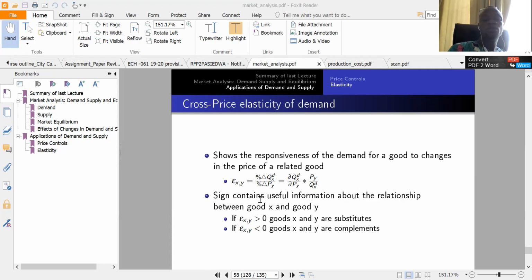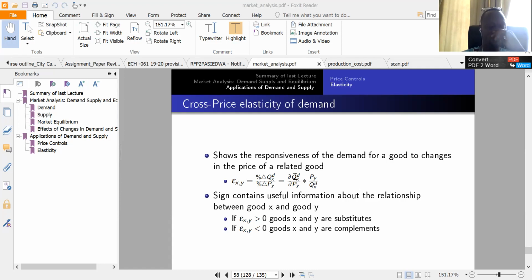Okay. So when you have cross price elasticity being greater than 0, then we are saying that good X and Y are substitutes. It means that an increase in price of good Y leads to an increase in demand for good X. It means they move in the same direction, so they are substitutes. Okay. But if an increase in price of good Y leads to a reduction in demand for good X, that means that those two products are complements.